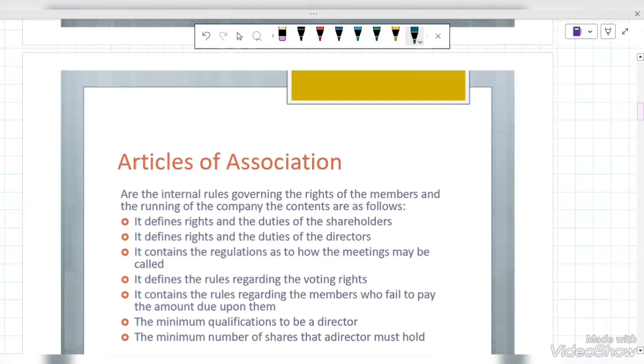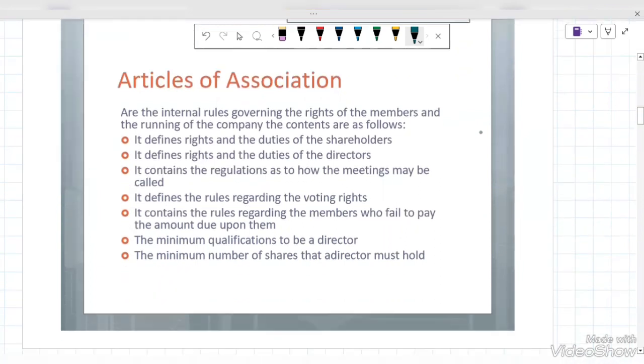Okay. So the second document is Articles of Association. What is it? This is also a very important document. It is mandatory, and if you do not have it, it means that you cannot convert into a limited company or you cannot build up your company. So it is also very important.